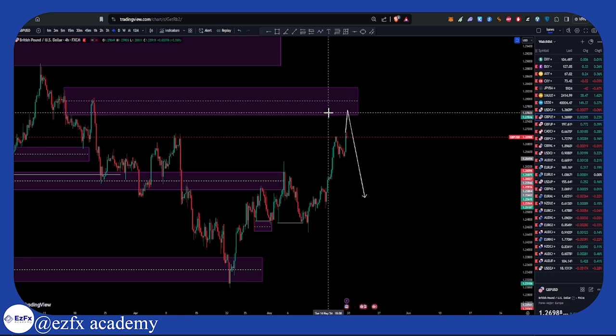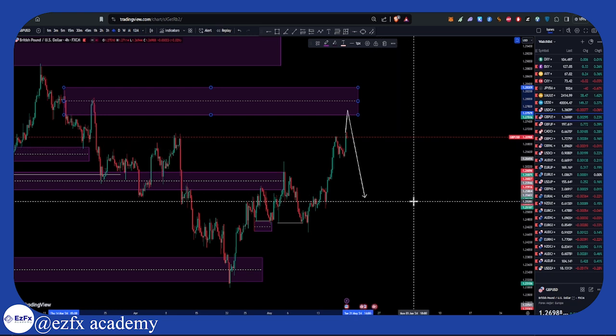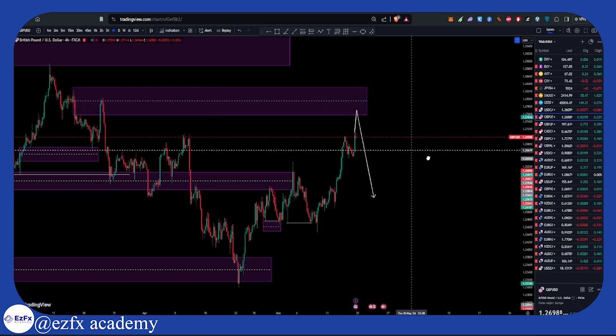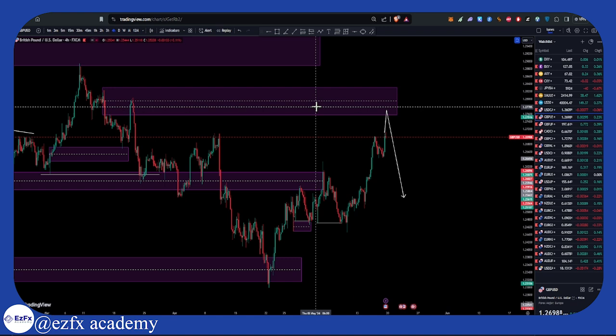However, for me, a more preferable zone will be around here. This is around 1.28309 and 1.27579. That would be a more preferable zone for me to see that sell happen from. However, I want to be watchful for, give me a minute, let me just mark it out.